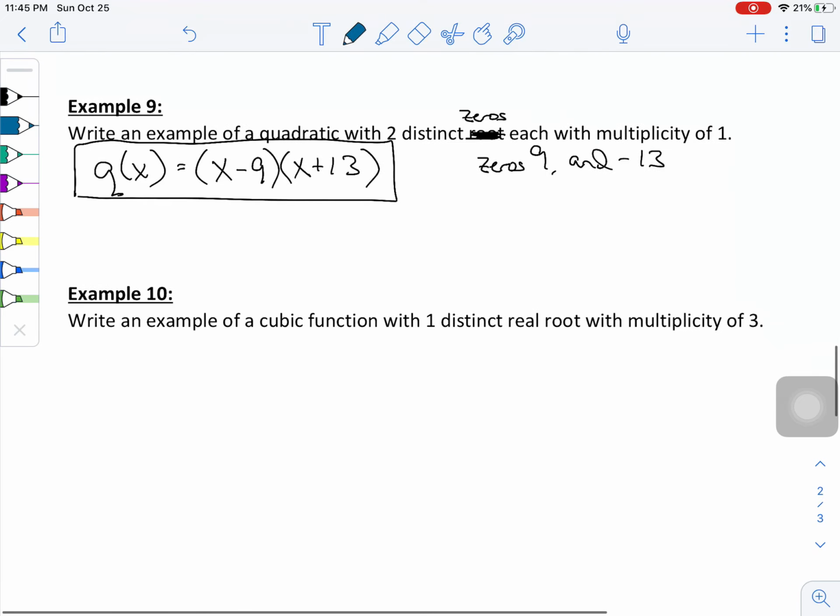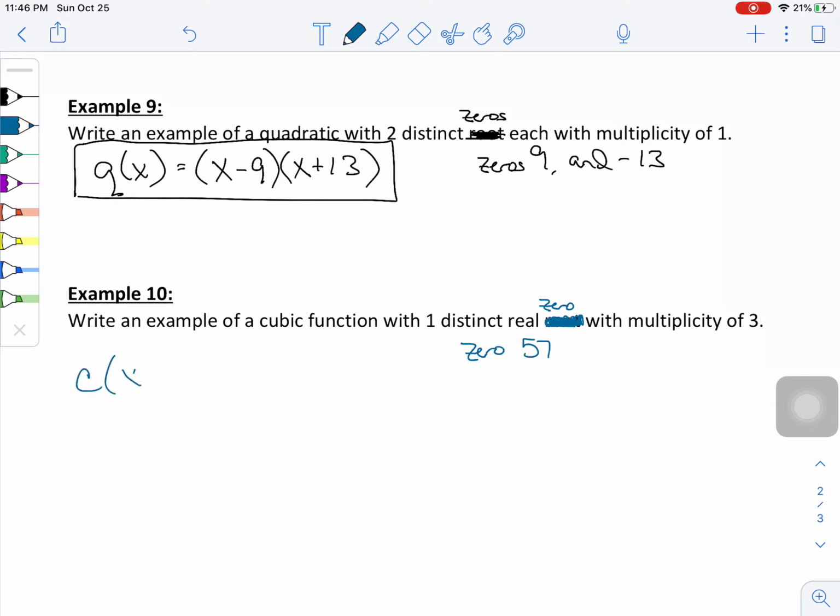So write an example of a cubic function with 1 real 0. Sorry about that. Again, I will fix it in your notes. So 1 real 0 with multiplicity of 3. So what 0 do you want? It is totally up to you. Let's say I want my 0 to be 57. It doesn't matter.